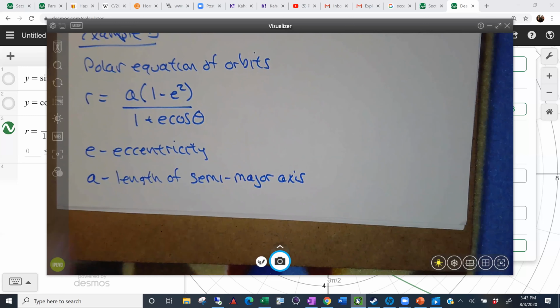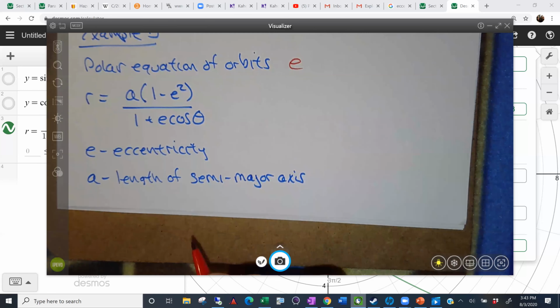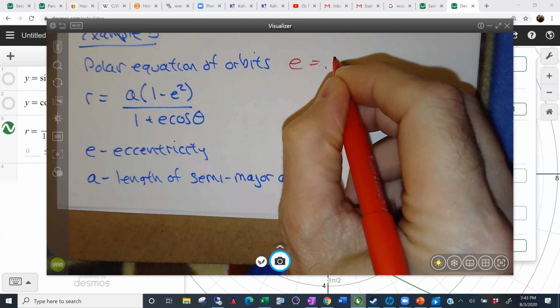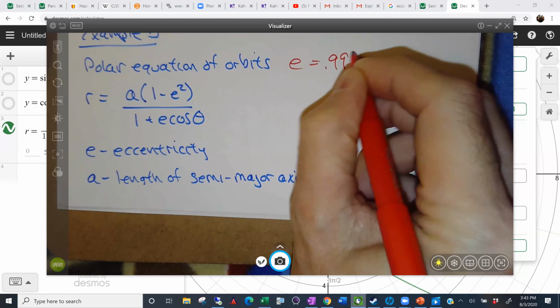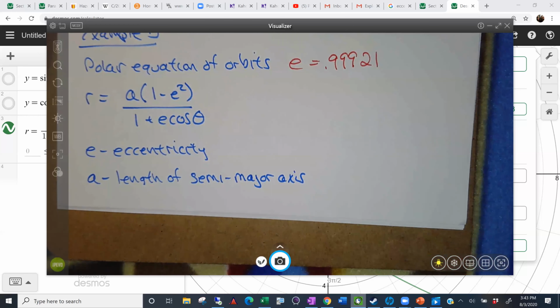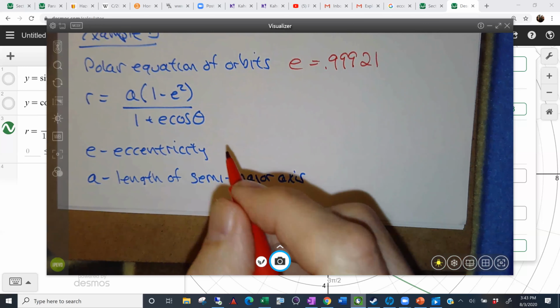So there's two things we need to know about Comet Neowise. And I think I hinted at one of these things earlier. Comet Neowise has a really, really eccentric orbit. Its eccentricity is 0.99921. That's really, really narrow. That makes it what's called a long period comet. It won't be back for thousands of years.